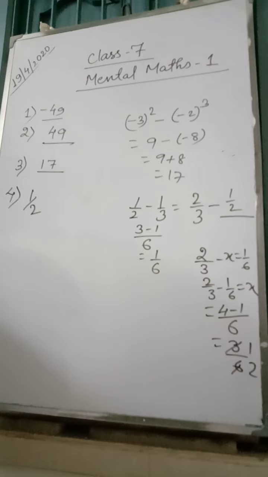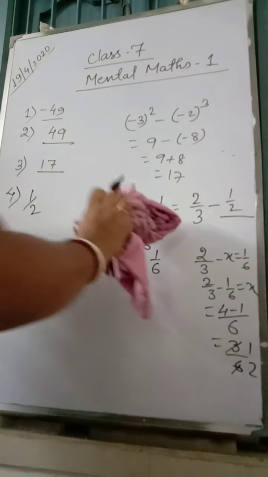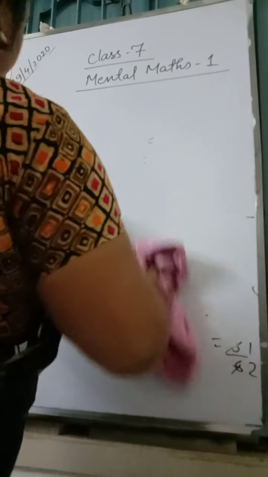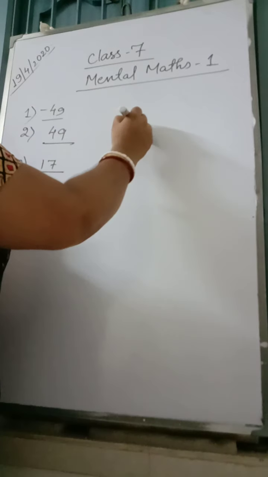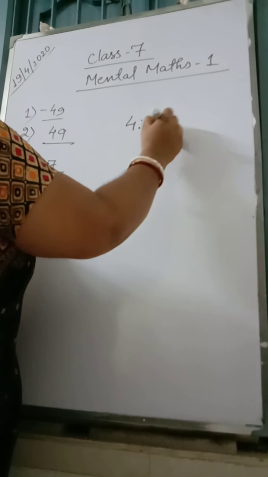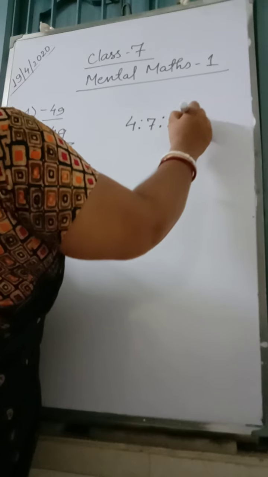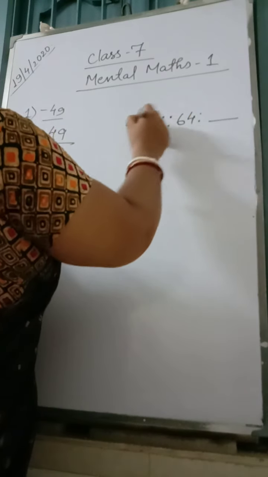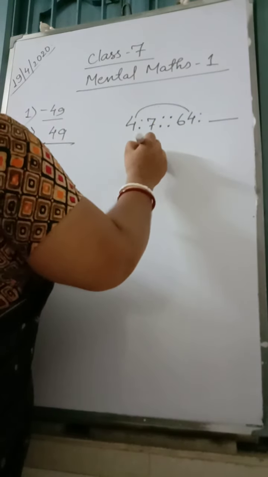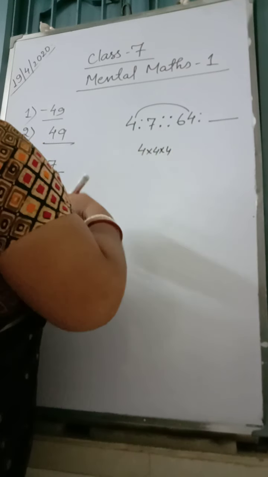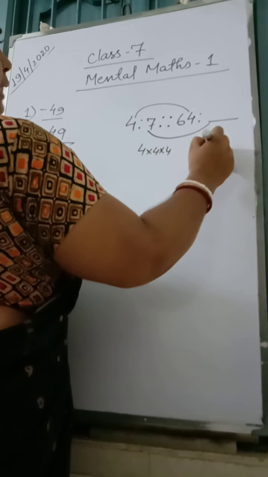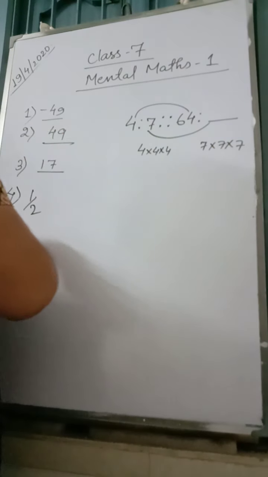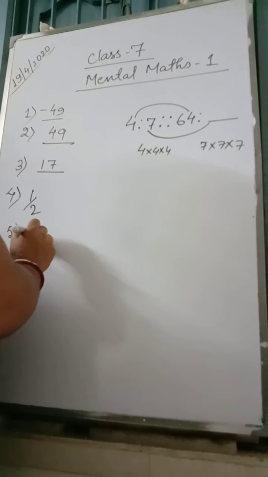Now, next is 4 is to 7 in proportion with 64 is to blank. 4 is to 7 is a proportion equal with 64 is to blank. How to get 4 to 64? 4 into 4 into 4 gives you 64. So 7 into 7 into 7, so this will be 343.